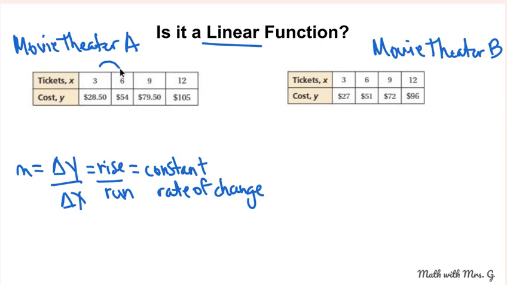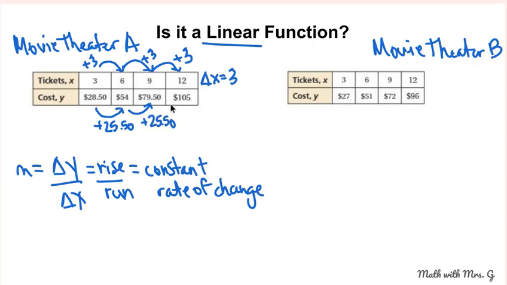So if I start here on the table and I jump from 3 to 6, I added 3. When I jump from 6 to 9, I added 3. When I jump from 9 to 12, I added 3, okay? So I would say that my change in x was 3, and it was constant, right? Now let's check the y. If I went from $28.50 to $54, I had to add $25.50. If you do the math and pause the video, you can jump this on your own and check to see if you get the right answer. But every time I jump, I am adding $25.50.